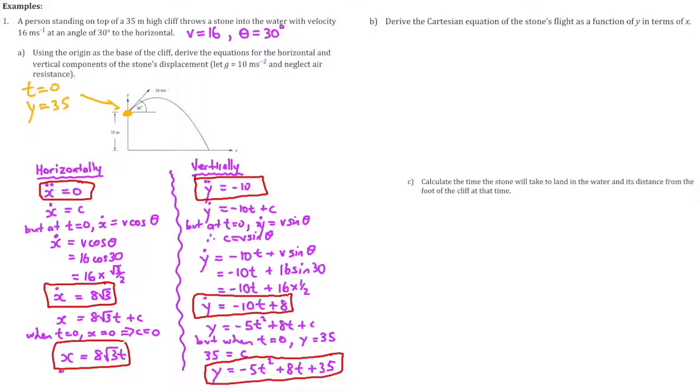Since x equals 8 square root 3t, t is going to equal x over 8 square root 3. Let's substitute that into y.